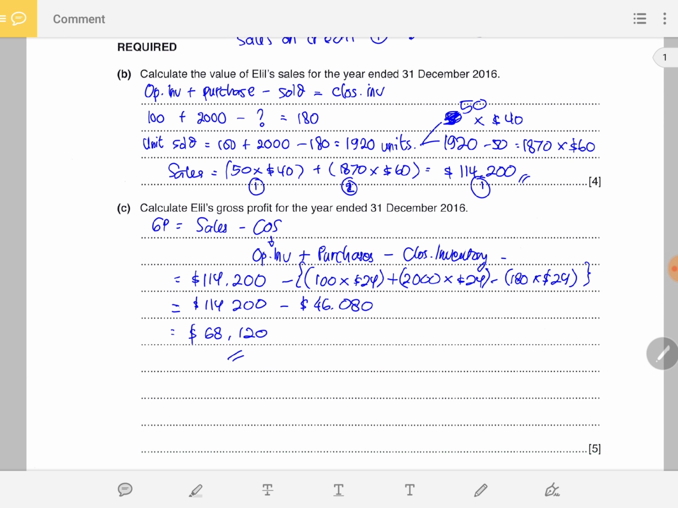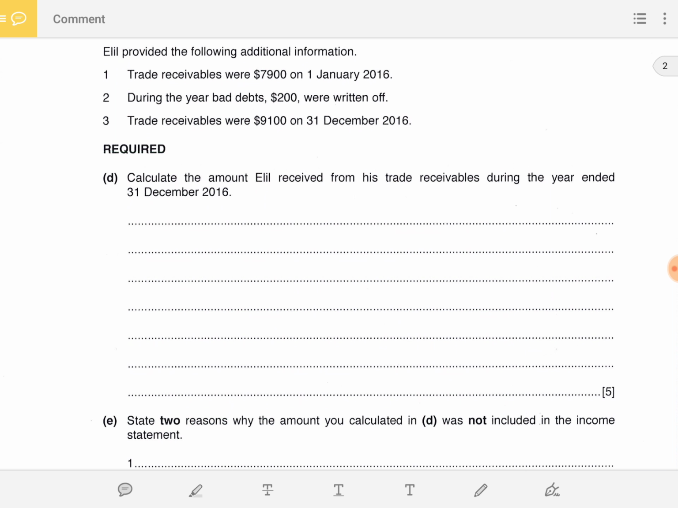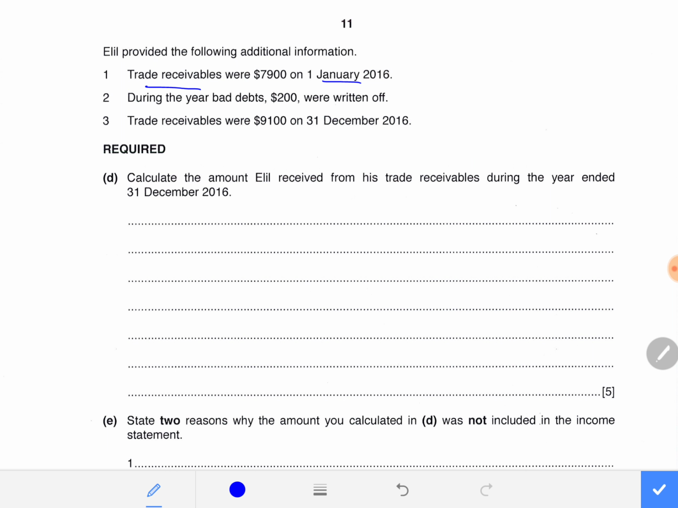Next, after you have this gross profit, the next question is D. Elil provided the following additional information about trade receivables on 1st of January. Remember, whenever it starts with 1, it represents balance BD. During the year, you have bad debts, and then at the end, 31 December, it represents balance CD.